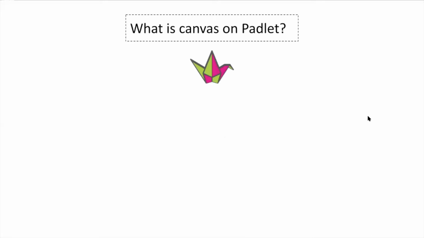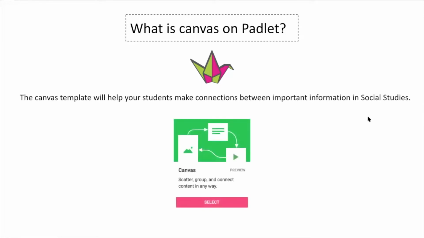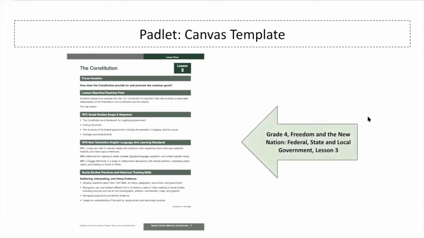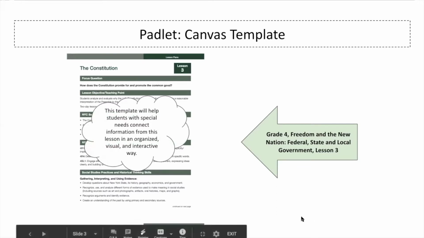So what is Canvas on Padlet? It's a template that will help your students make connections between important information in social studies. Today, I'm going to specifically be modeling how to do this with Lesson 3 from the unit Freedom in the New Nation, Federal, State, and Local Government from the Grade 4 Passport to Social Studies curriculum. And what this Canvas template is going to do is it's going to help students with special needs connect information from this lesson in an organized, visual, and interactive way. So let's get started.